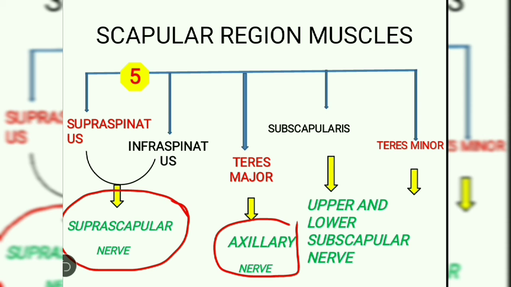The scapular region has 5 major muscles. Supraspinatus and infraspinatus, these 2 muscles are supplied by the suprascapular nerve. Teres major is supplied by the axillary nerve, and subscapularis is supplied by upper and lower subscapular nerve. But the teres minor here is supplied by the lower subscapular nerve.